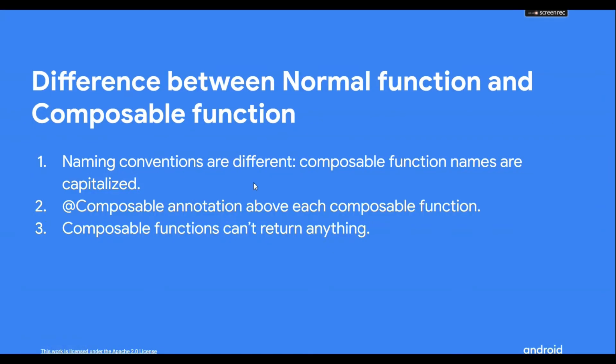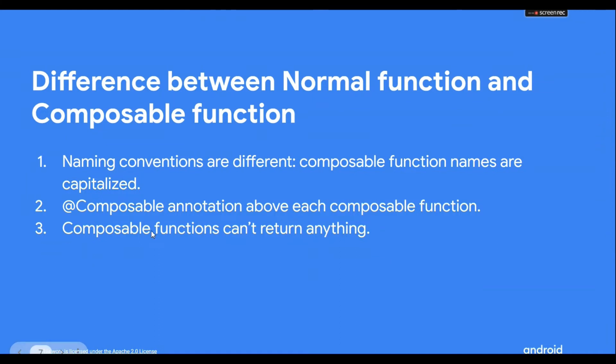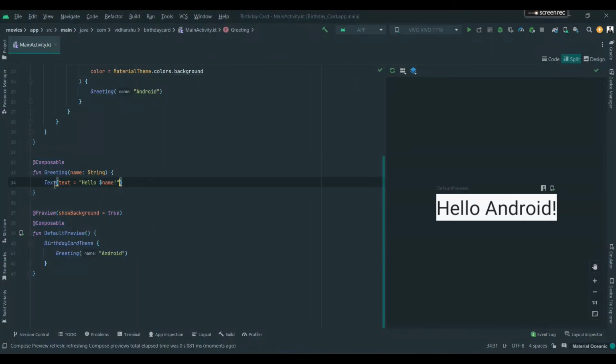The second point is the @Composable annotation above each composable function. Normal functions don't have this annotation. The third point is that a composable function can't return anything. If you are coming from web development like React, you might know that it returns components. Here we are dealing with composables. They are kind of similar, but Jetpack Compose uses declarative UI, in which it does not return anything, but just calls the built-in composables to build the UI.